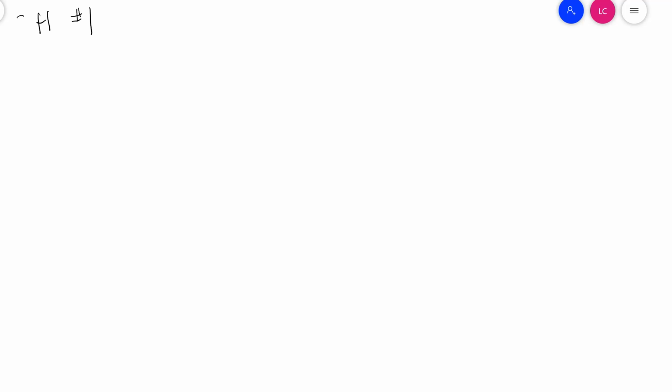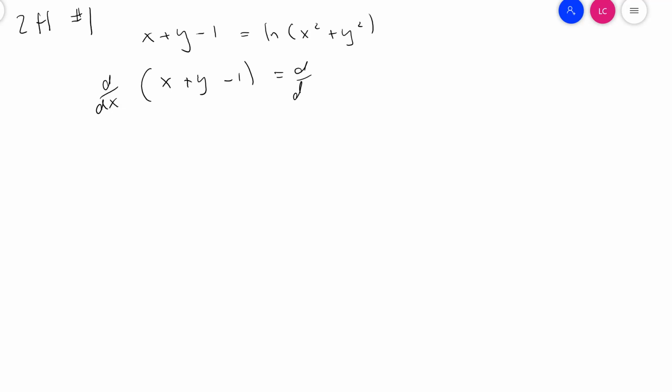All right, so let's start off with some homework problems here. So on assignment 2H, number 1. So we're to find y prime. So you know that means taking the derivative with respect to x, right? So I'm just going to write it in. Take the derivative with respect to x.